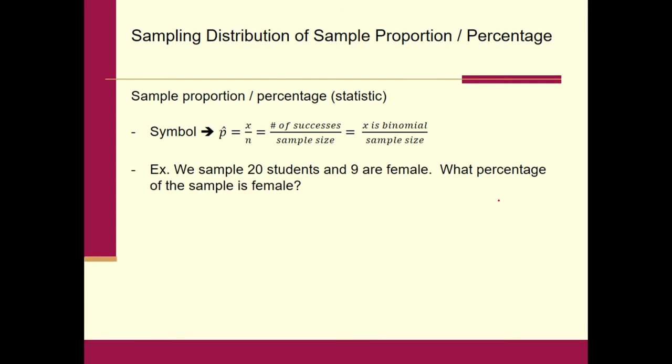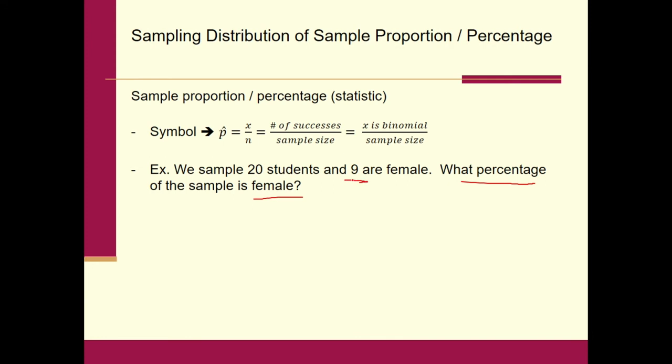So for example, we sampled 20 students and 9 are female. What percentage of the sample is female? You look at this and go, okay, this is pretty simple. I'm sure all of us can calculate this really quick. But instead of just hurrying up and calculating, I want you to think about this for a second. What would be a success here? Since the problem is asking about getting a certain percentage for females, every time we find a female, that's a success.